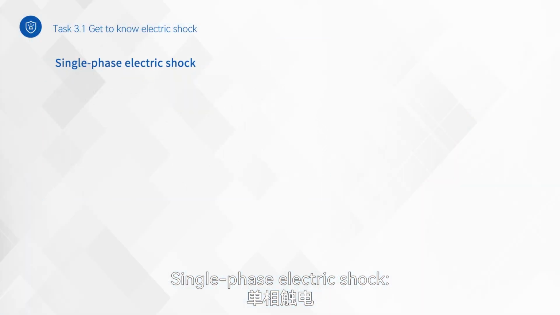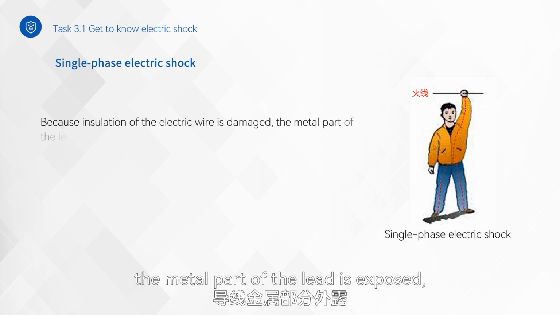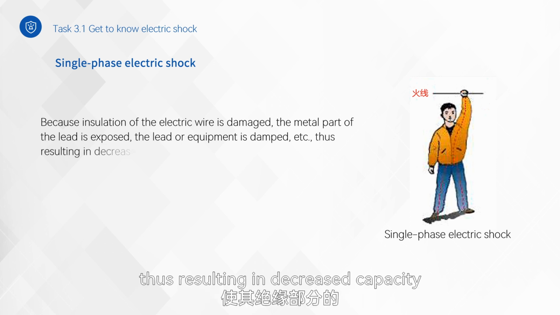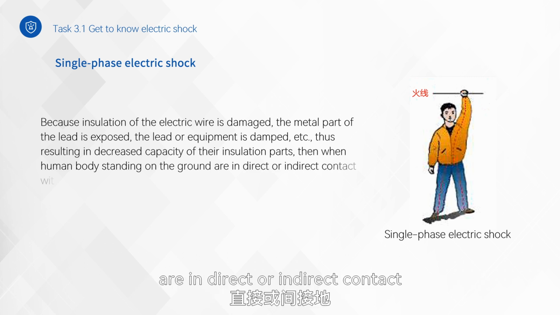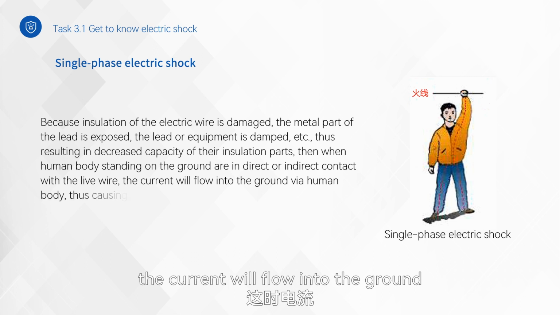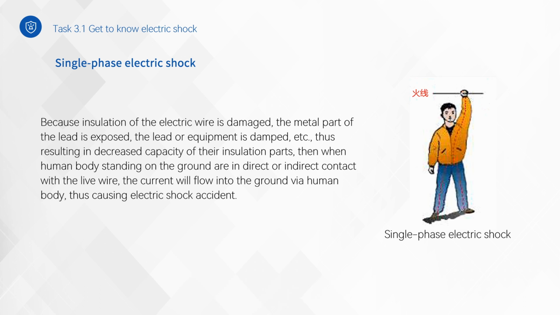Single-phase electric shock. Because insulation of the electric wire is damaged, the metal part of the lead is exposed, the lead or equipment is damped, etc., thus resulting in decreased capacity of their insulation parts. Then when the human body standing on the ground is in direct or indirect contact with the live wire, the current will flow into the ground via human body, thus causing electric shock accident.